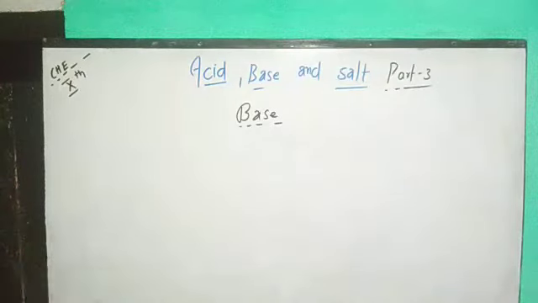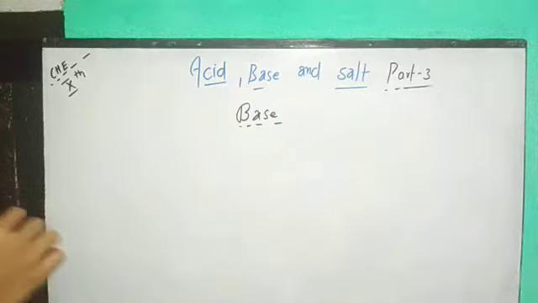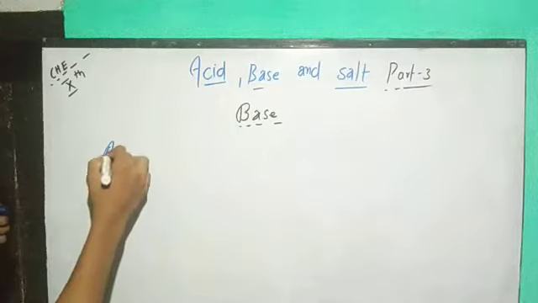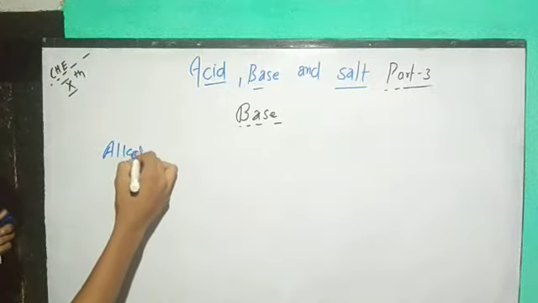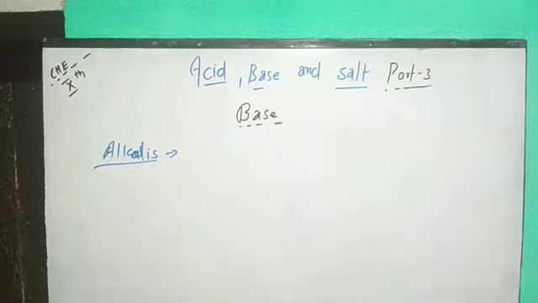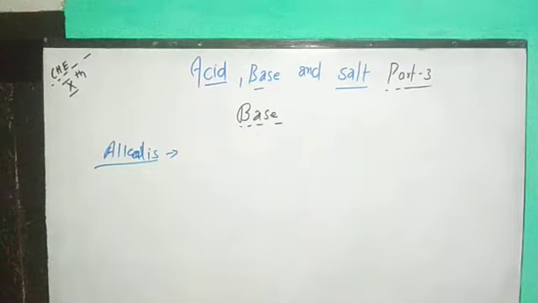That base is known as alkali. What is that? A base which can get dissolved in a water solution is known as alkali. Let me write it. Alkali is a type of base which gets totally dissolved in water. So we can say that those bases which are capable of getting dissolved in water are known as alkalis.